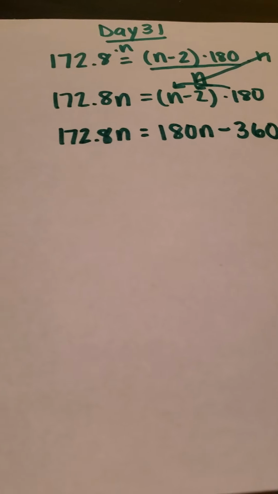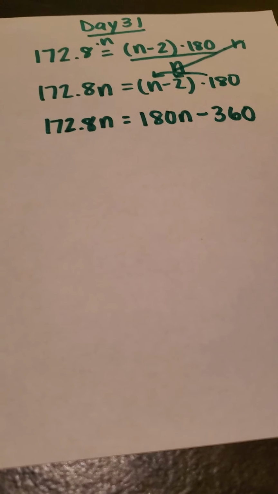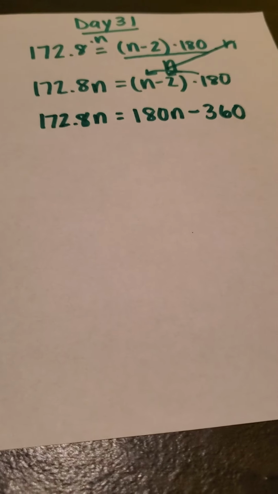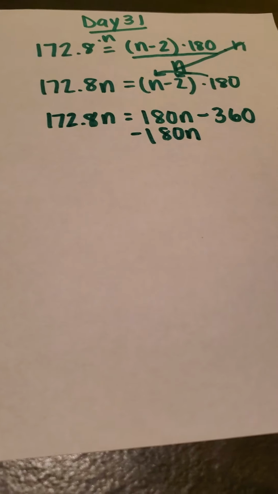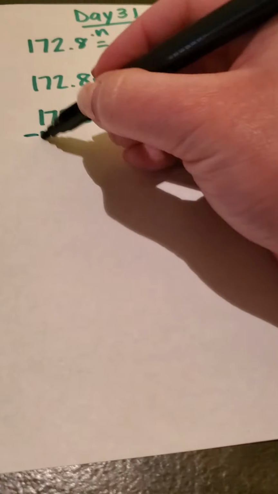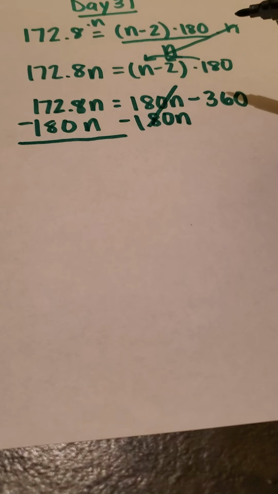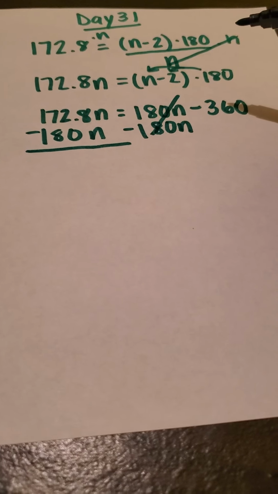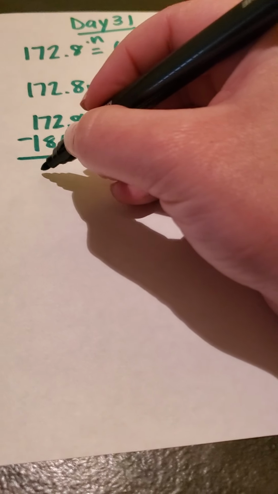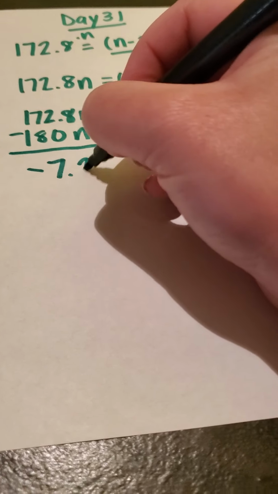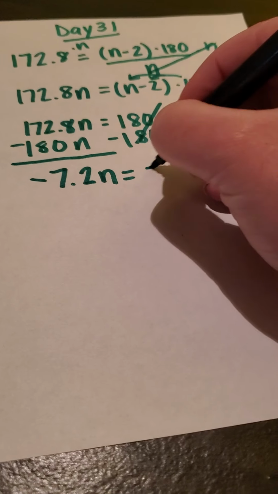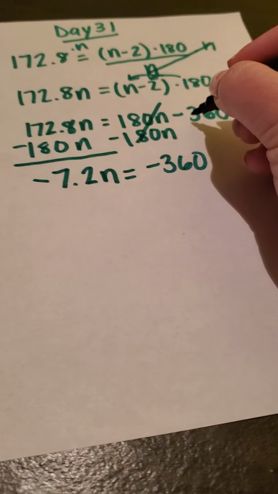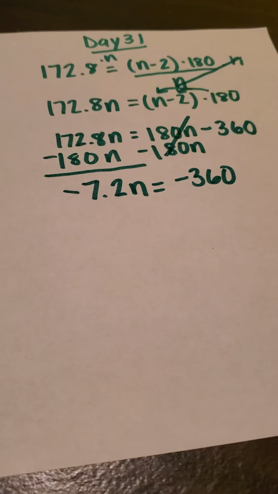Now I have just a little multi-step equation here. I need to get all my n's on the same side. So I'm going to move my 180n over by subtracting. I cancel here. I want to do it on the other side also. 172.8n minus 180n is going to give me a negative 7.2n. And that is going to be equal to a negative 360. Make sure you do bring down the negative there on the 360.